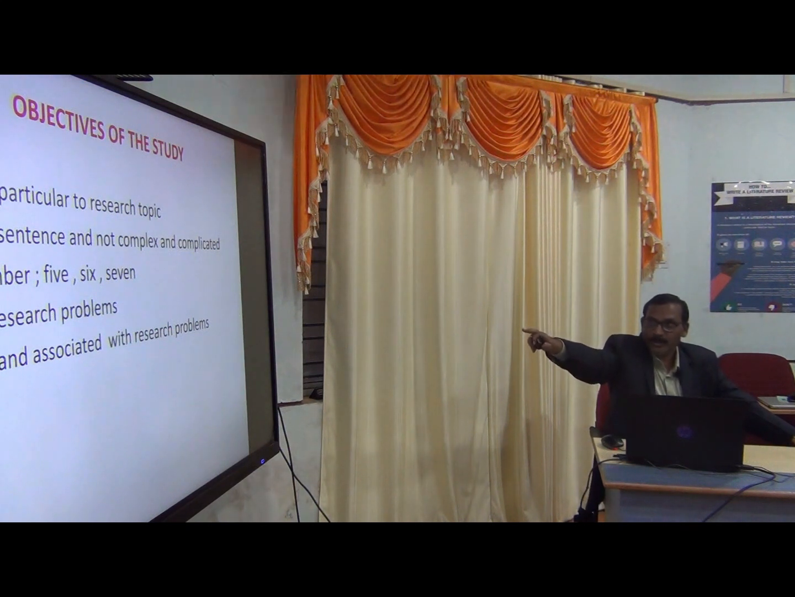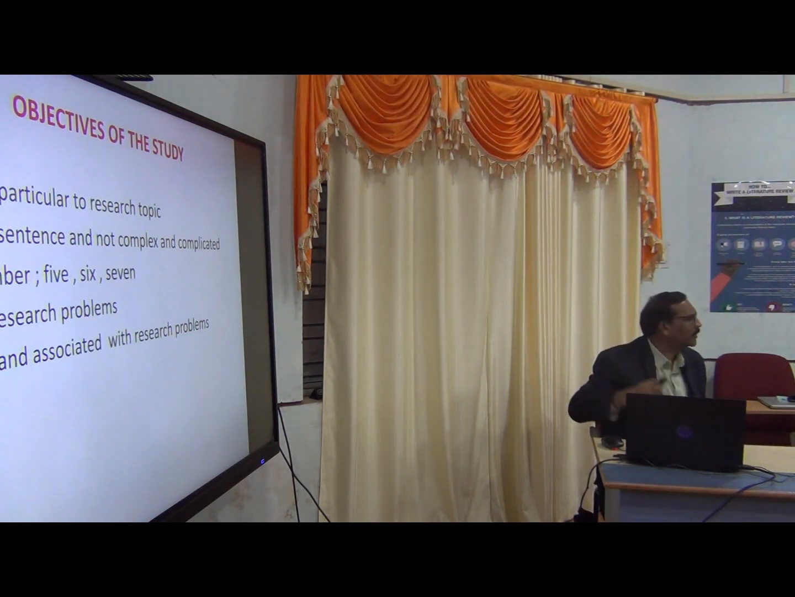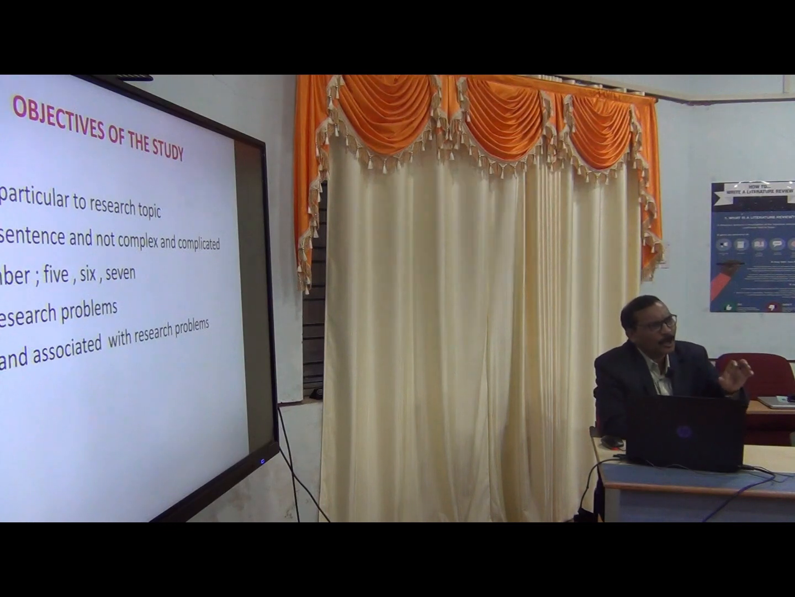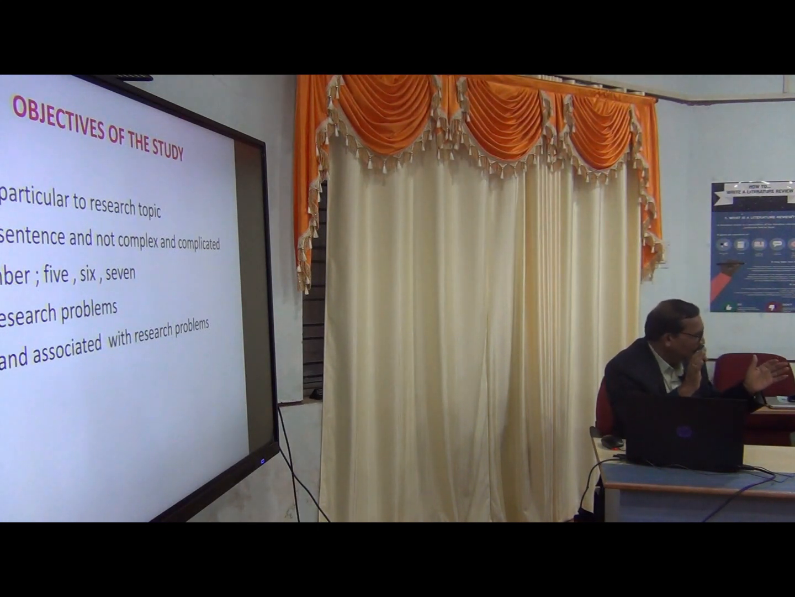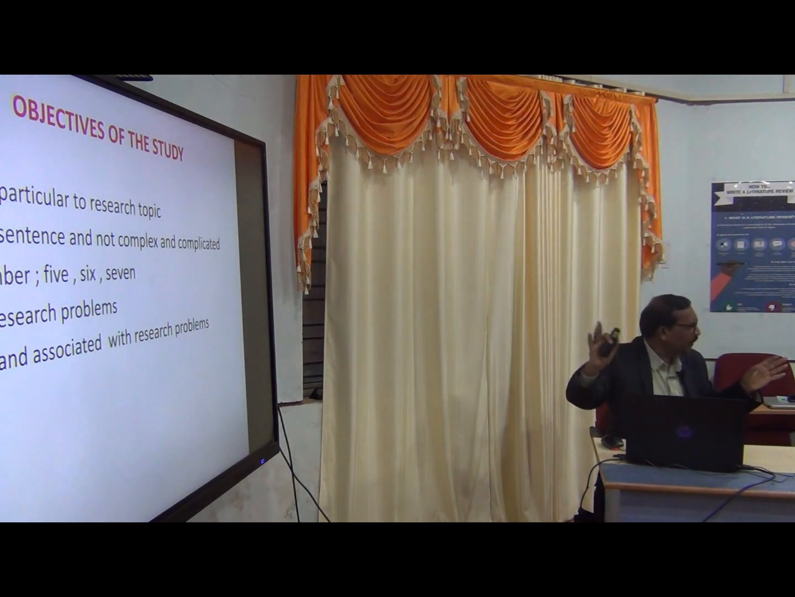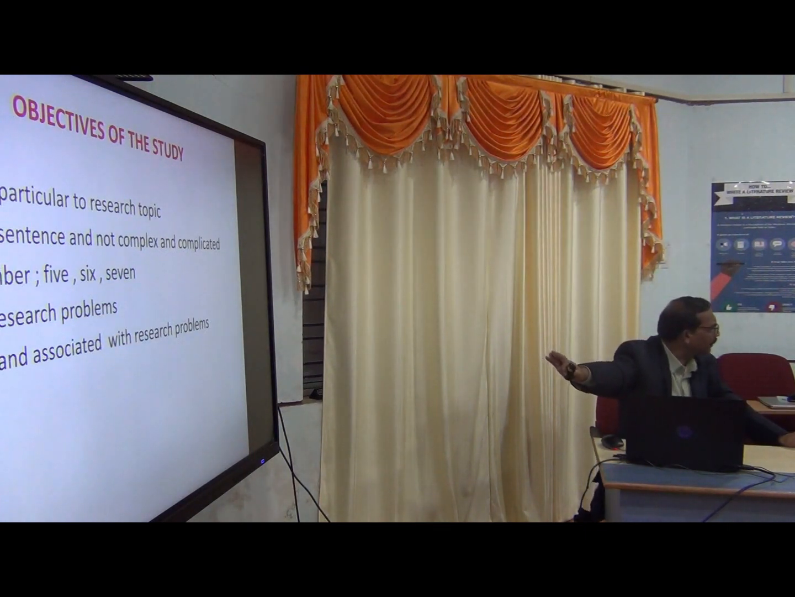Number of objectives should be 5, which is okay. You can go for 6, but you should not cross the limit of 7. Because more the objectives, more the scope of study. More the scope of study, more time is required, more expenditure is required. Rather, it is difficult to complete the research within the time period. So 5 is moderate. You can go for 6 for in-depth analysis, but you should not cross 7.